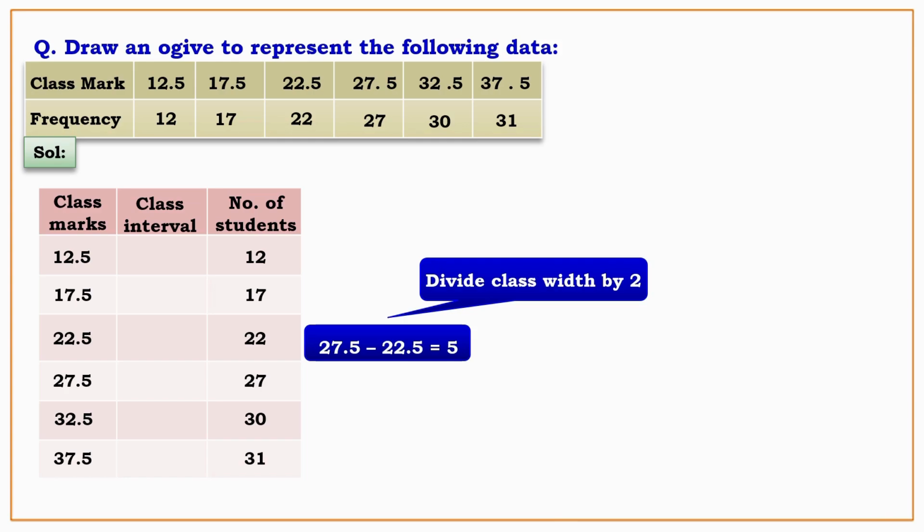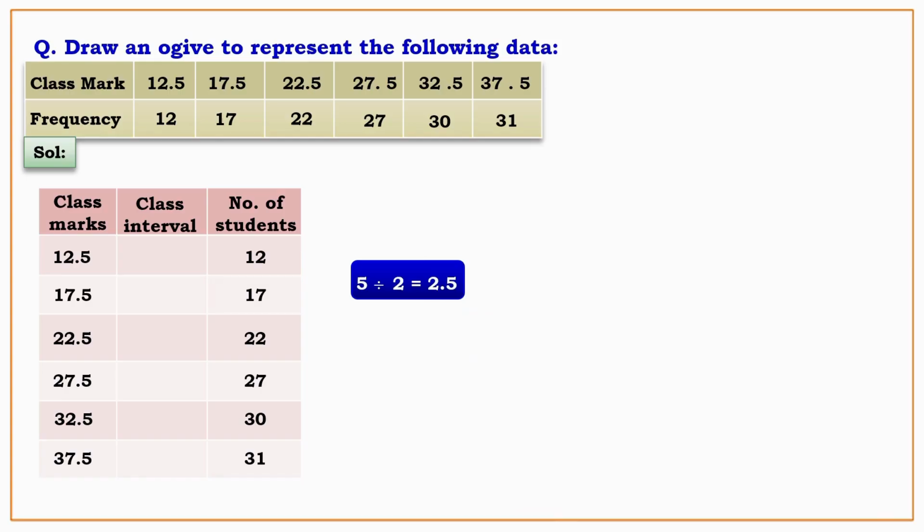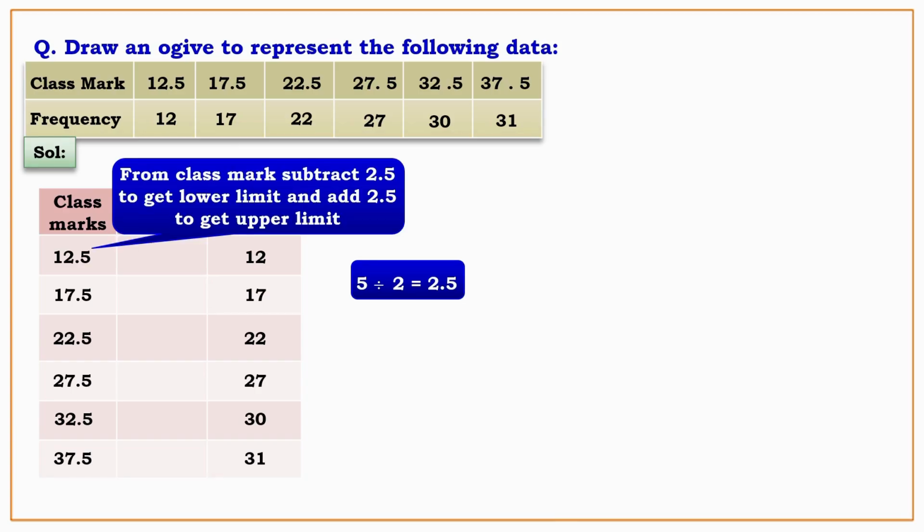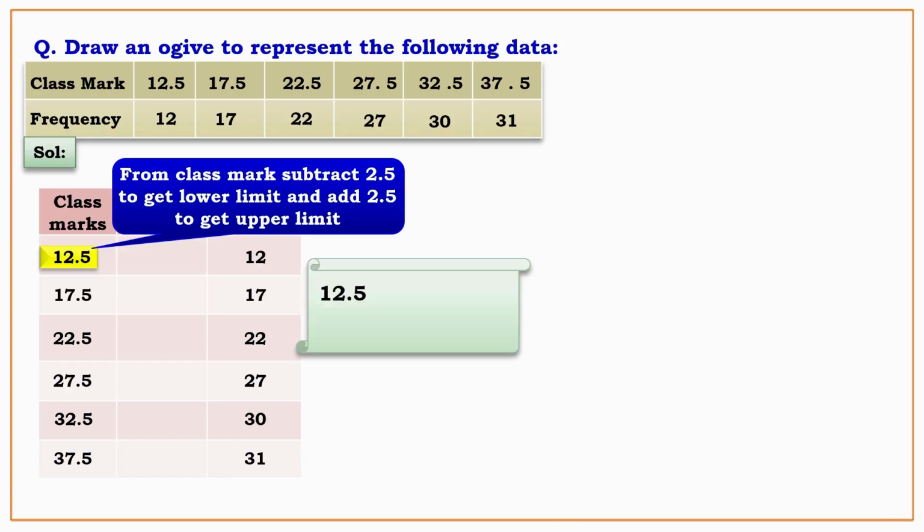Now divide this class width by 2. So that is 5 divided by 2 is 2.5. Now from the class mark, subtract 2.5 to get the lower limit, and add 2.5 to get the upper limit. So 12.5 minus 2.5, that is 10, that is going to be the lower limit, and 12.5 plus 2.5, that is 15, that is going to be the upper limit.